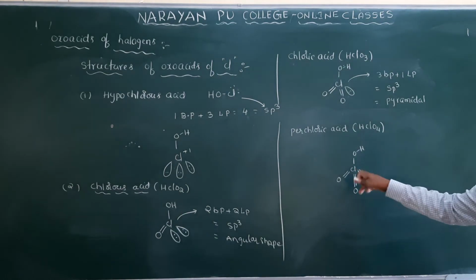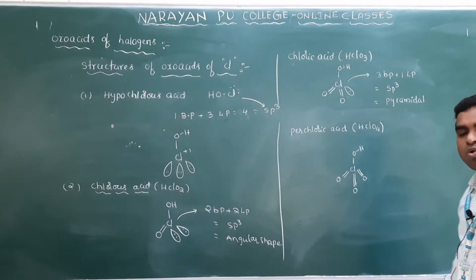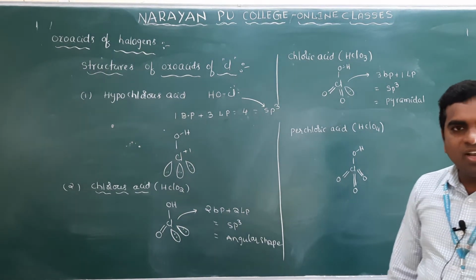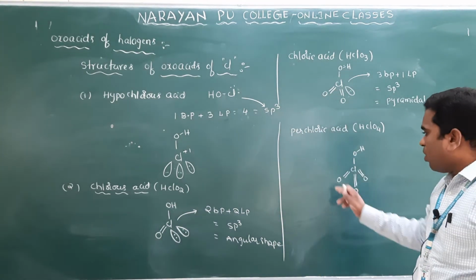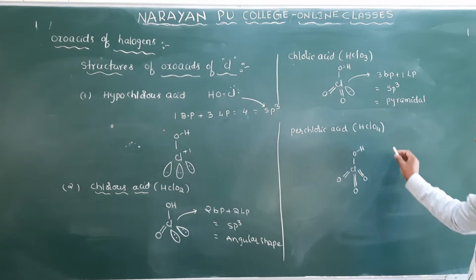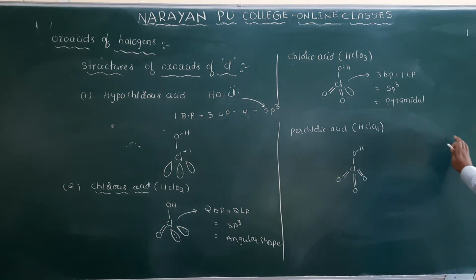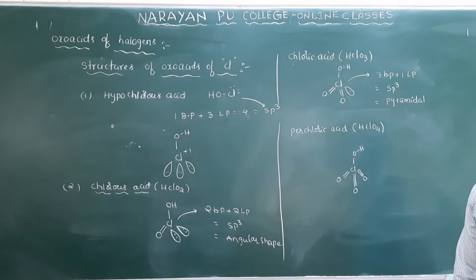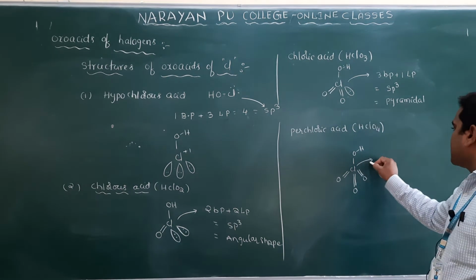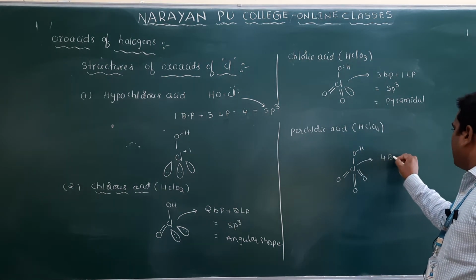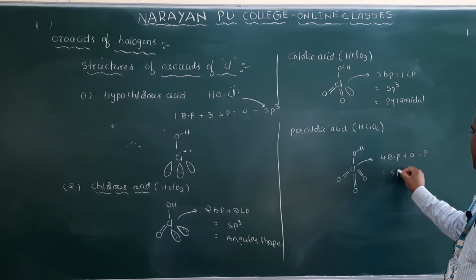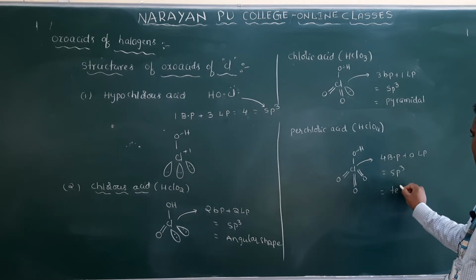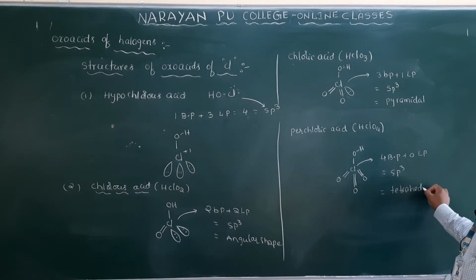So chlorine is forming how many bonds here? 7 bonds. When chlorine is forming 7 bonds, will it have any lone pair? No, it won't have any lone pair, because all electrons must be unpaired, single electrons only, then only it will form the 7 bonds. So what is the hybridization you see? And there are 4 bond pairs and 0 lone pair. What is the hybridization here? sp3. sp3 means what is the shape here? Tetrahedral.